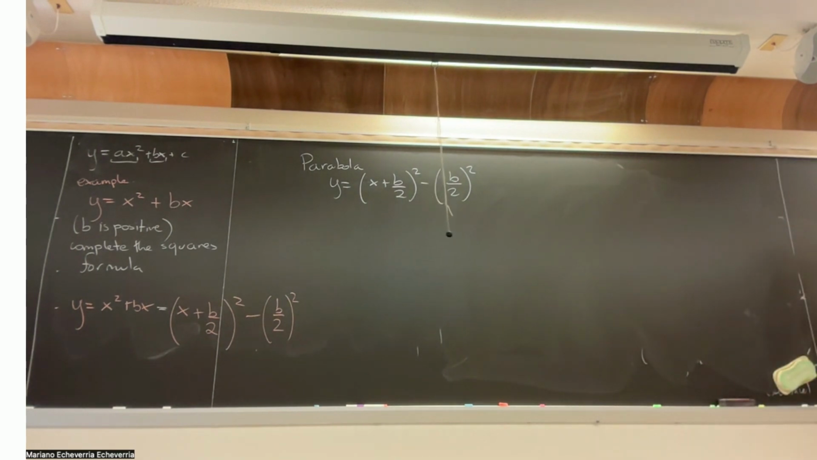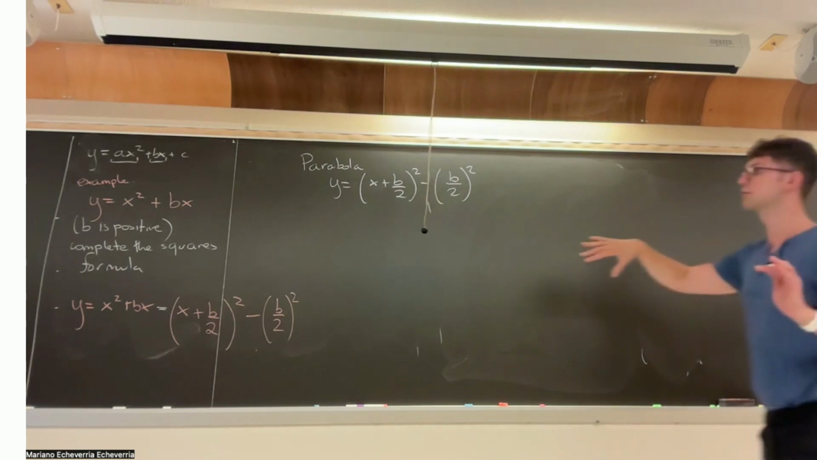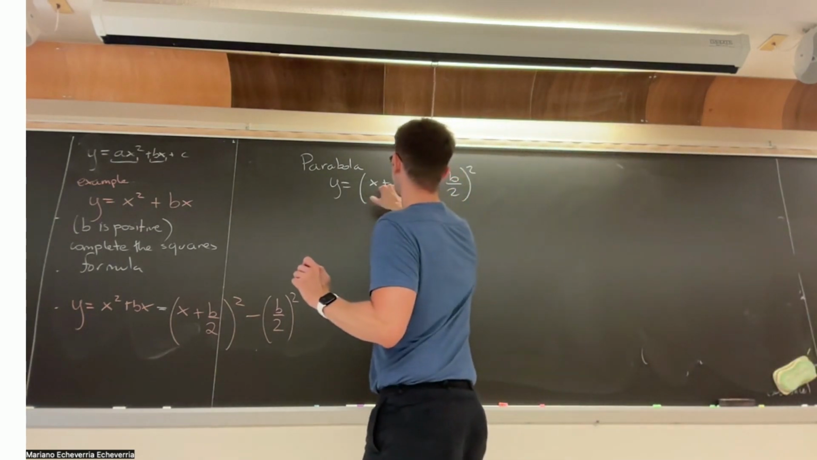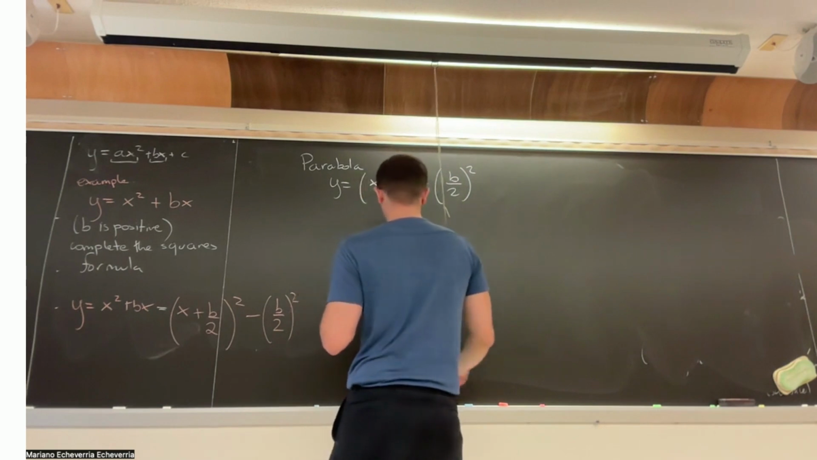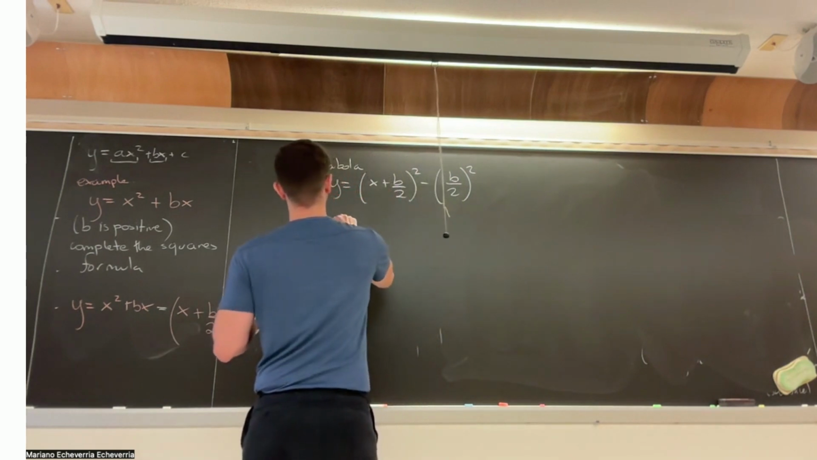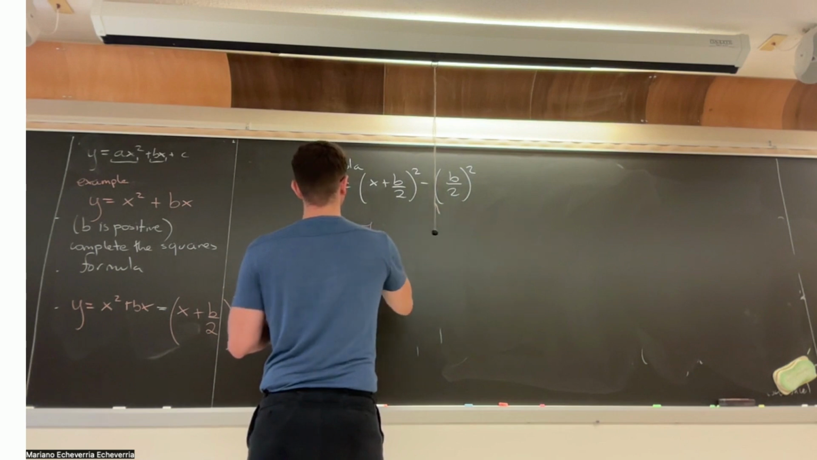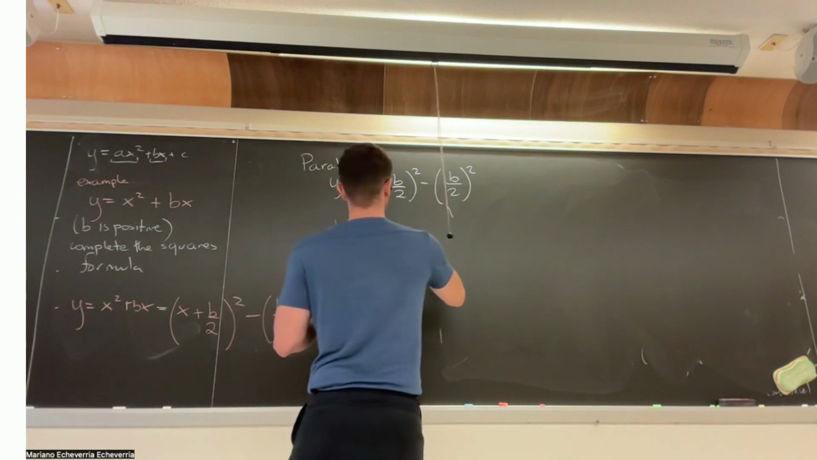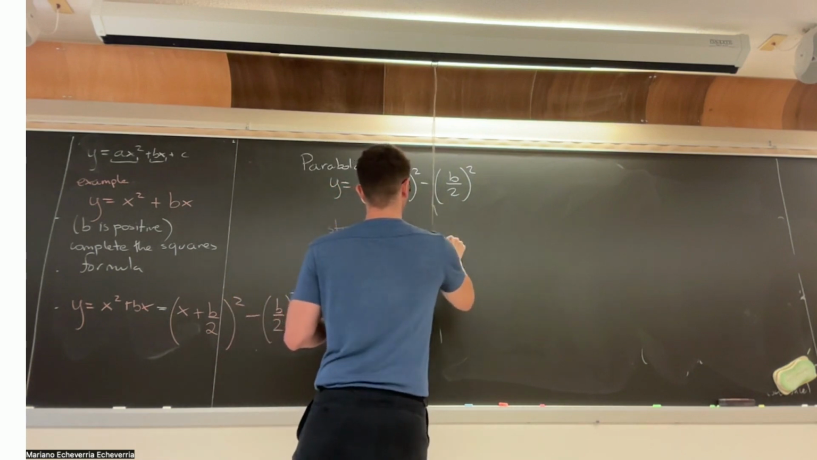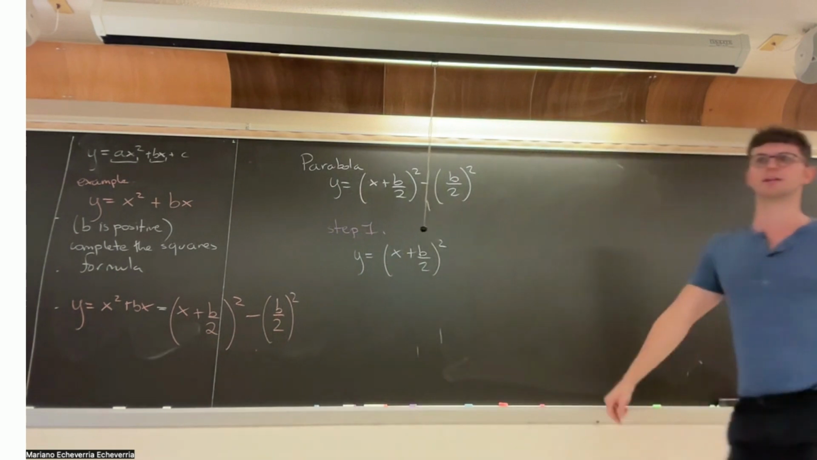Okay, so I'll break this graph down into steps. Like first step, let's just figure out what y equals (x plus b over 2) squared looks like. So let's start with that. Step one. What is y equals (x plus b over 2) squared? How does that look?